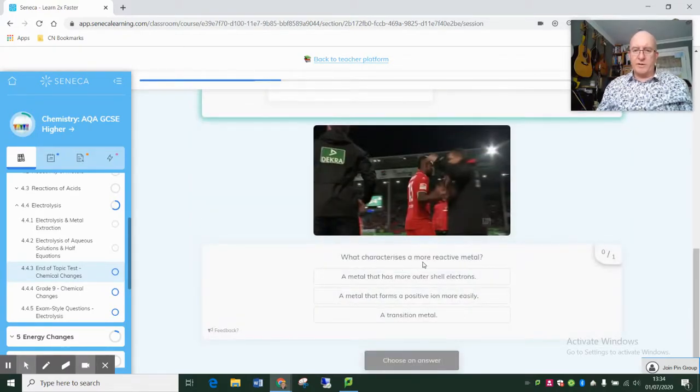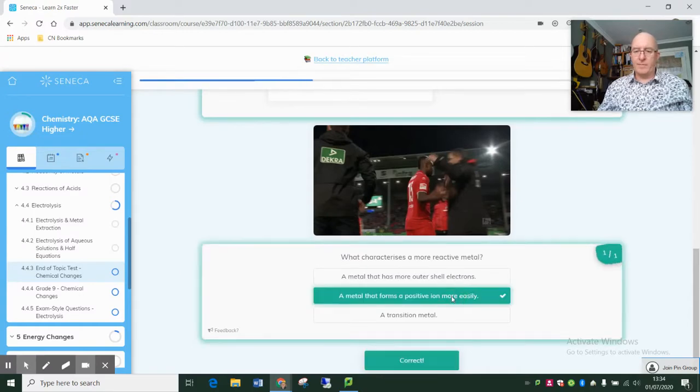What characterizes a more reactive metal? One that has more outer shell electrons, one that forms a positive ion more easily, or a transition metal. So the answer is this one, a metal that forms a positive ion more easily and loses its electrons to form that positive ion.